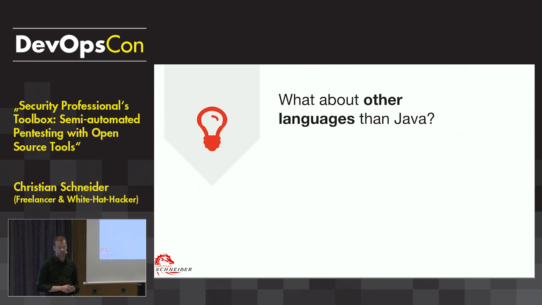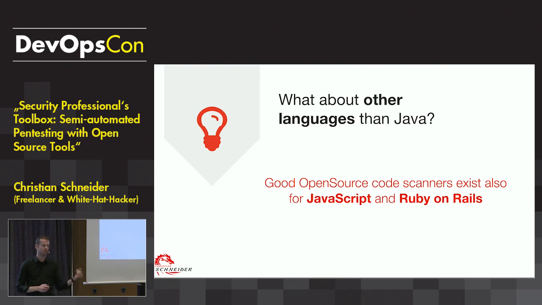What about other languages than Java? Yeah, so we also have for JavaScript and Ruby on Rails, for example, very nice open source security checking tools for static source code analysis.